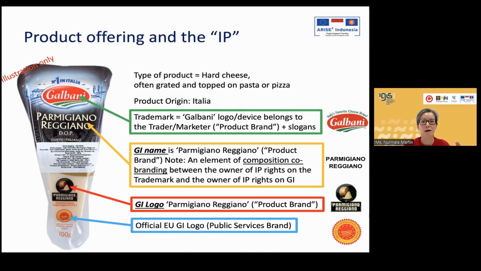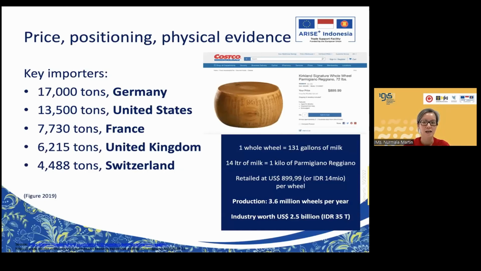So we tend to use this example as basic for our clients when it comes into learning how to brand themselves. We call it co-branding activities here, because there are many brands working together within one product. In terms of pricing, positioning, and physical evidence, Parmigiano Reggiano is sold in Costco for about $900 just for a 72 pounds Parmigiano cheese.